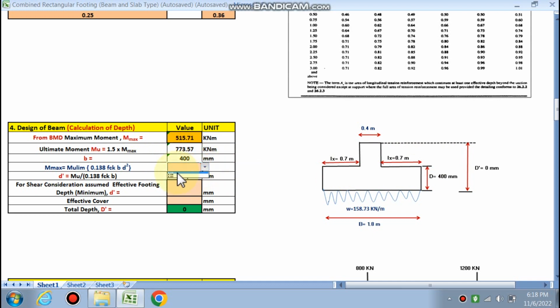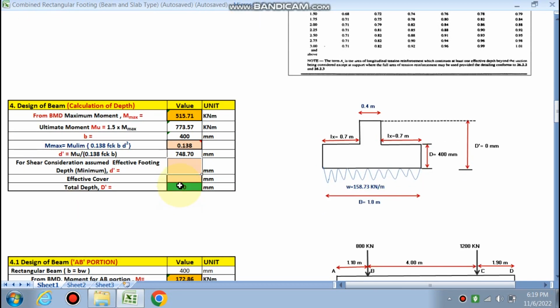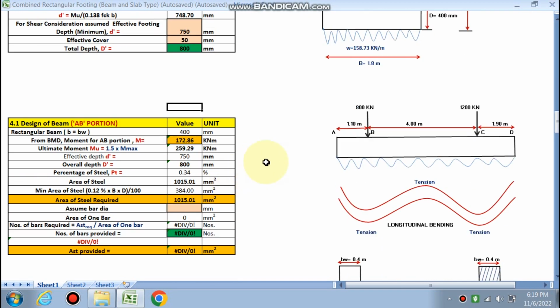415.138 is the coefficient, and 748 mm is the d dash. We will treat it as d dash. Effective depth of the beam for shear consideration: if we take 750 mm and 50 mm clear cover, the total D dash is 800 mm.